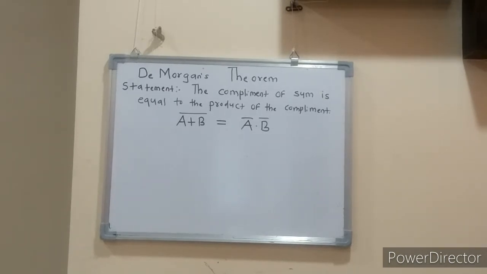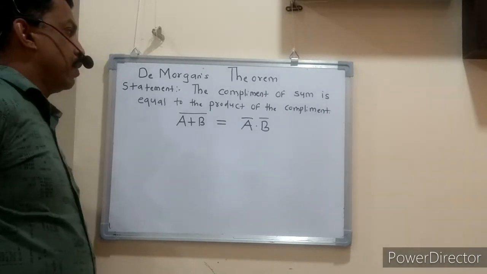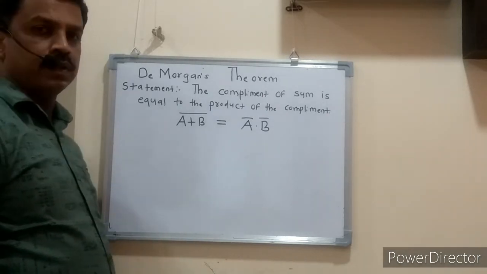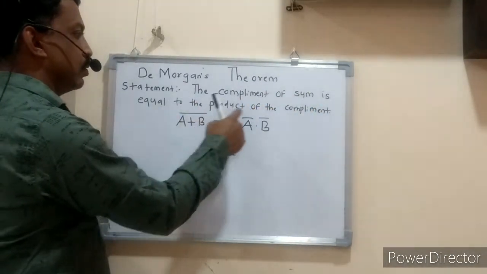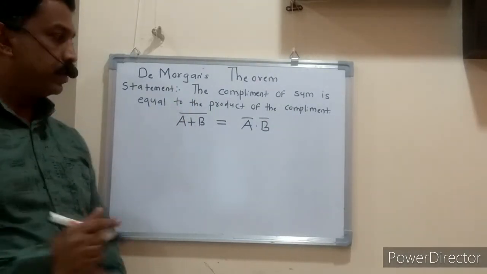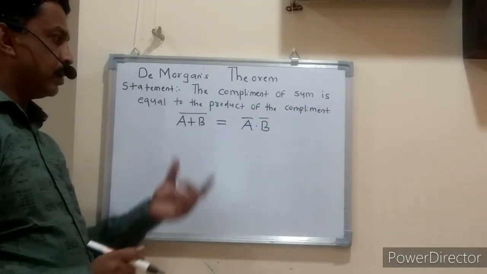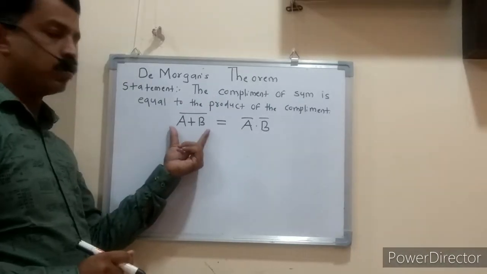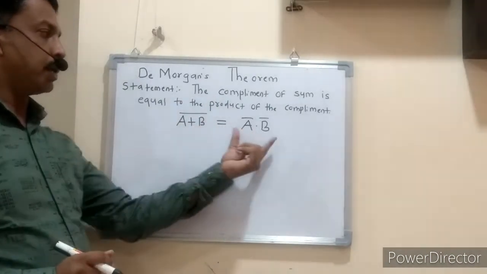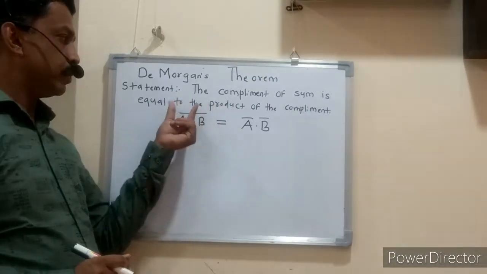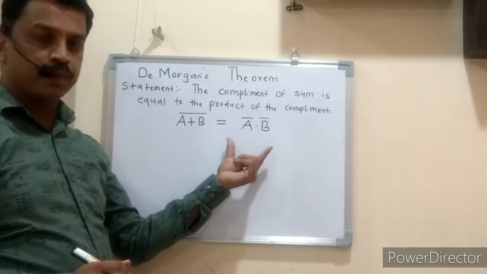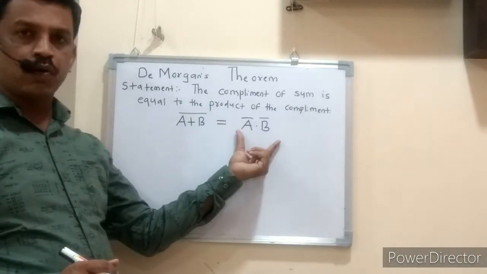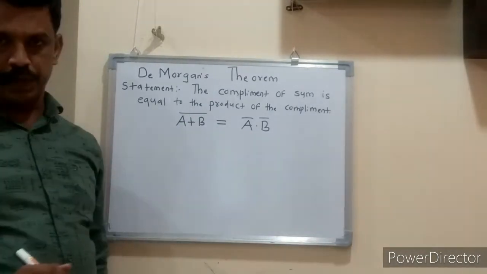Hello friends, today we see De Morgan's first theorem. The statement is that the complement of sum is equal to the product of the complement. Means here we say that the complement of sum is shown by (a plus b) complement, and it is equal to the product of the complement. The product of the complement is given by a complement dot b complement.